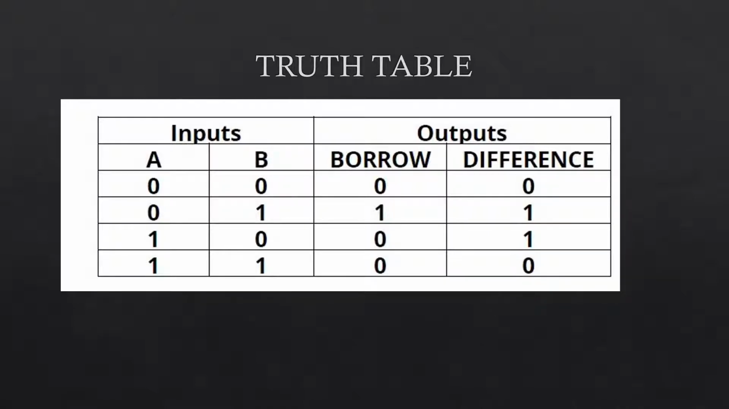When A and B are both 0, then the outputs borrow and difference are also 0. When A is 0 and B is 1, then the outputs borrow and difference are both 1. When A is 1 and B is 0, then the output borrow is 0 and difference is 1. When A and B are both 1, then the outputs borrow and difference are both 0.